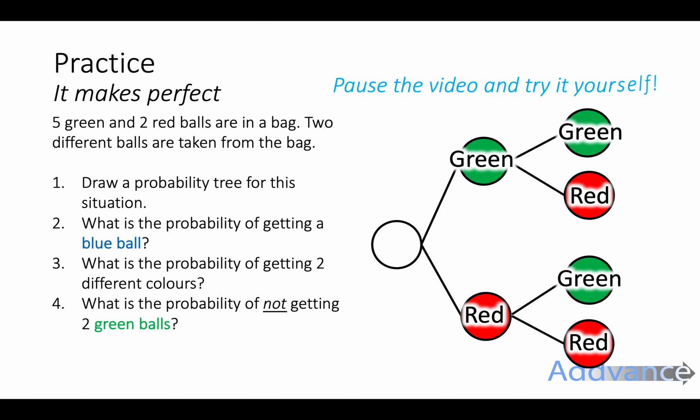Feel free to watch this video again before you try these practice questions, but there is this probability tree and this scenario for you to try. 5 green balls and 2 red balls are in a bag. 2 different balls are taken from the bag. I want you to complete this probability tree to tell me what the probabilities are. I want you to work out what's the probability of getting a blue ball, what is the probability of getting 2 different colours, and what is the probability of not getting 2 green balls. Pause the video now, and when you've answered the questions in full, I'll reveal the answers for you to check in 3, 2, 1.